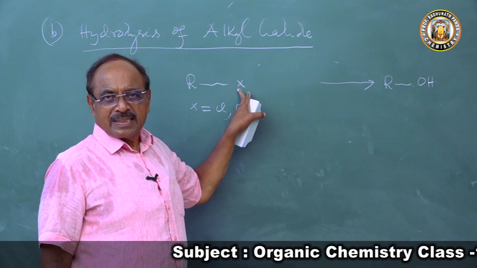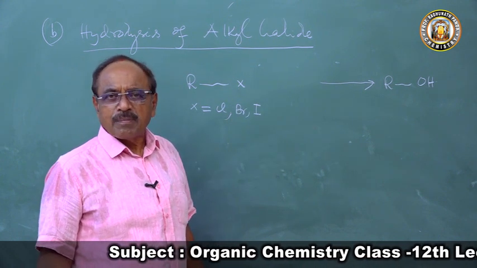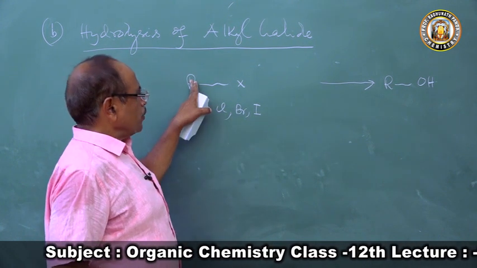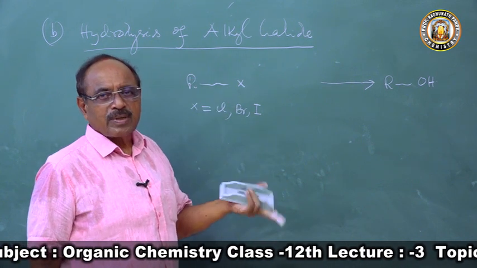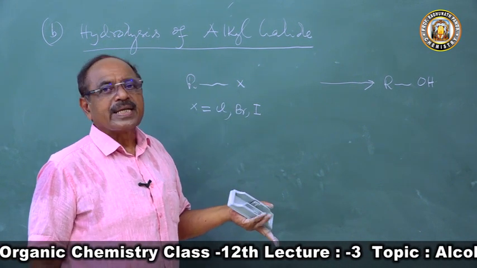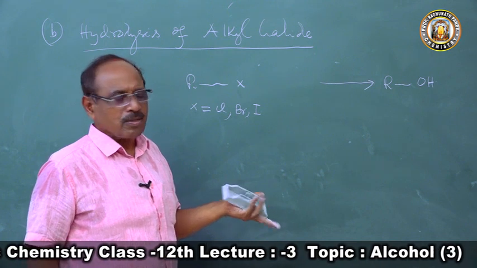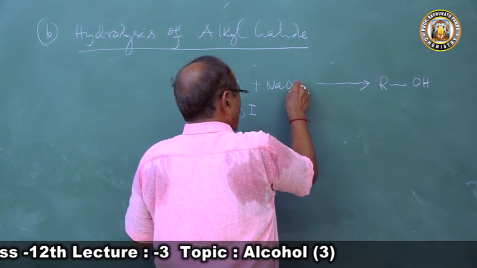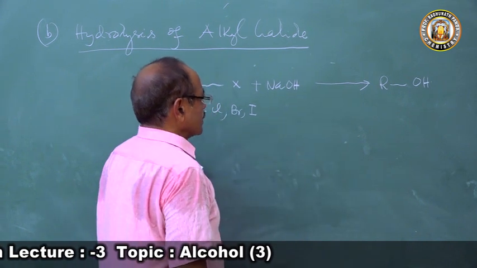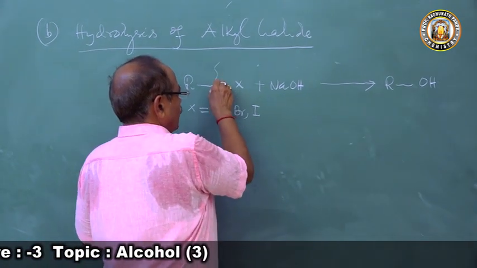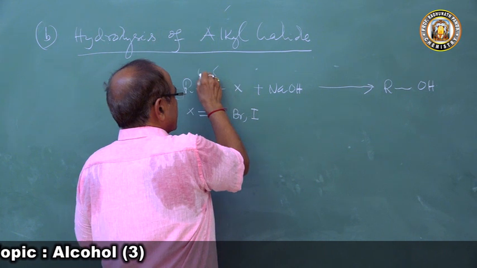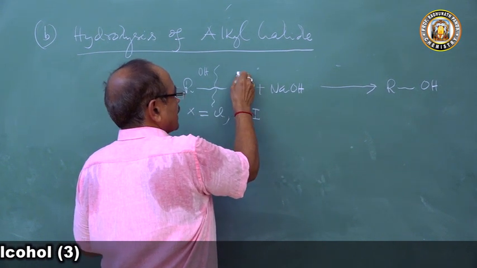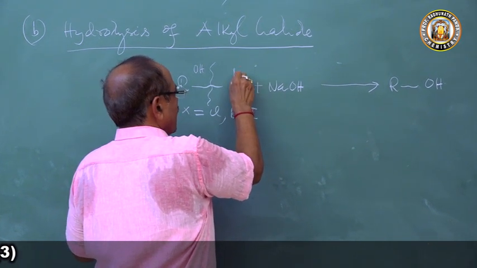If you use an alkali metal, either sodium or potassium, and we want OH here, then what reagent will we take? We will take sodium hydroxide or potassium hydroxide. So if you take sodium hydroxide, or you can use potassium hydroxide, then this will undergo hydrolysis and you will get alcohol ROH and NaX.